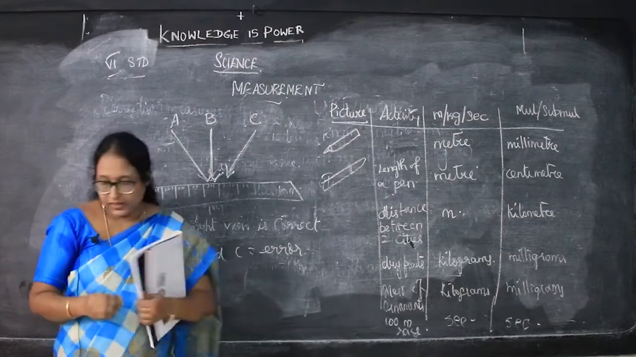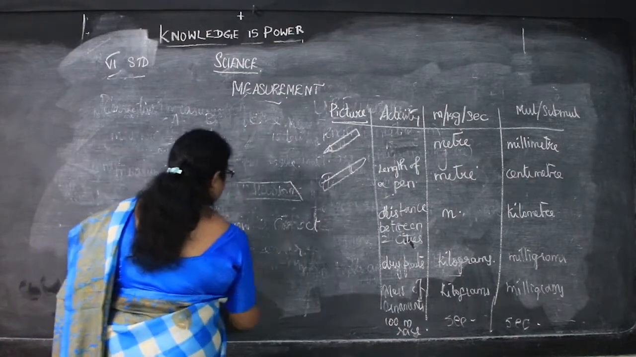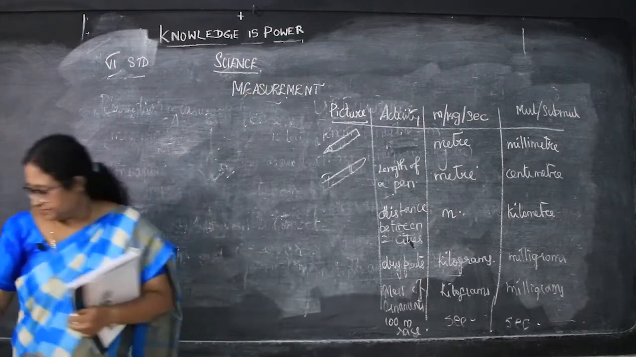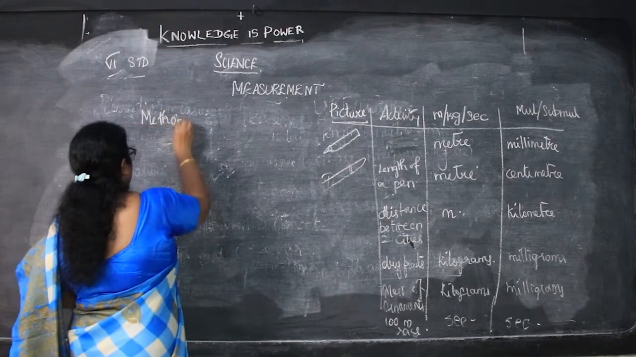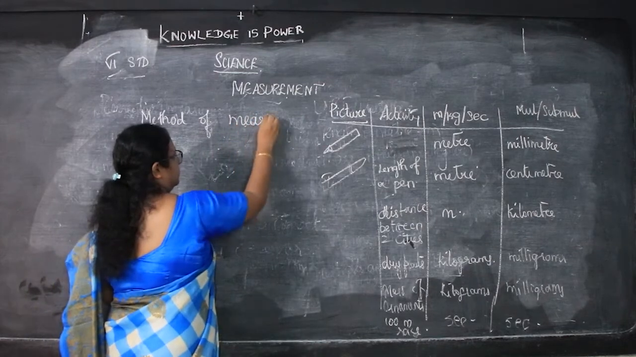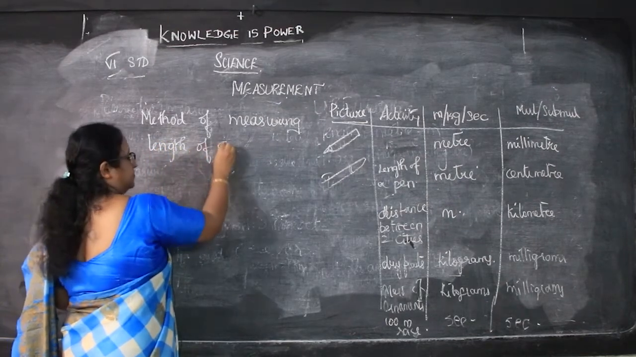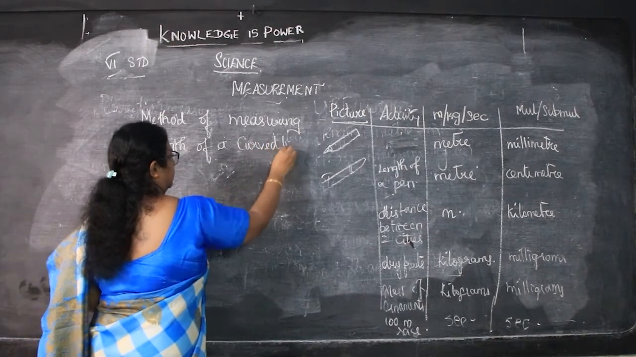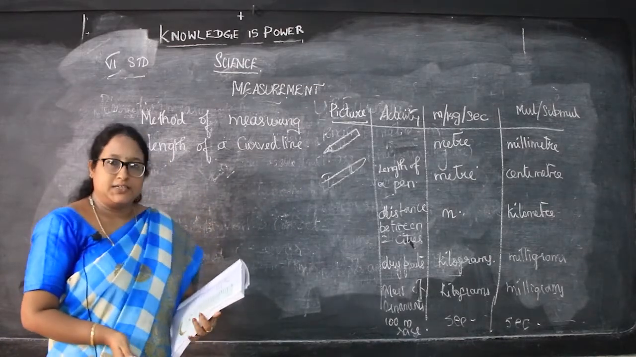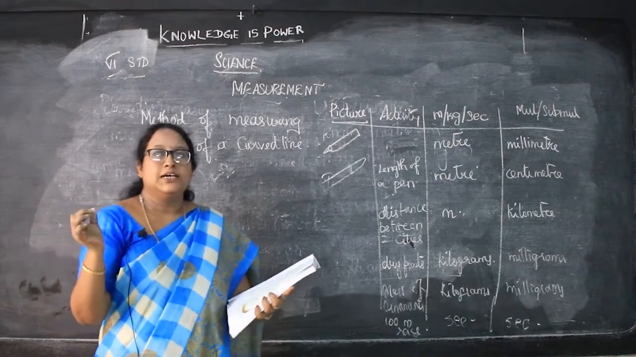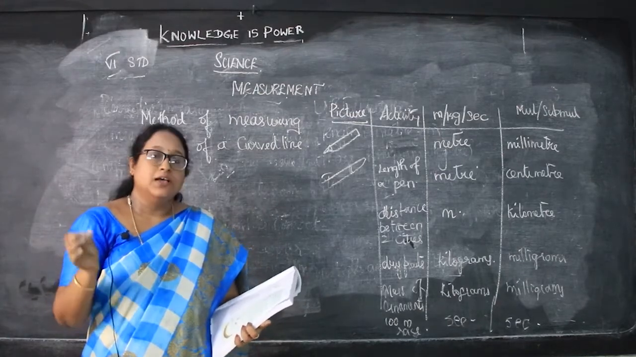Next is method of measuring length of a curved line. This is one of the activities. For this you have to find the length of a curved line using a string. The materials needed are a scale, measuring tape, string and a pen.